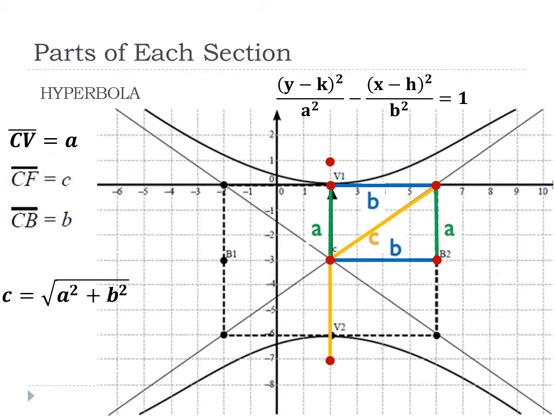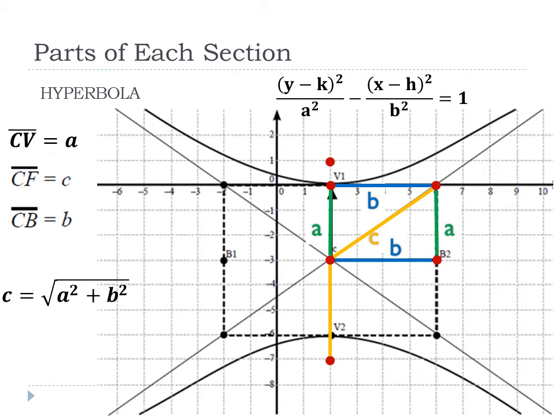Now, the vertical hyperbola has the exact same parts. As you can see, the order of a and b was not altered. A goes first, then the subtraction, then b squared. But in this case, y squared goes first, and then x squared.